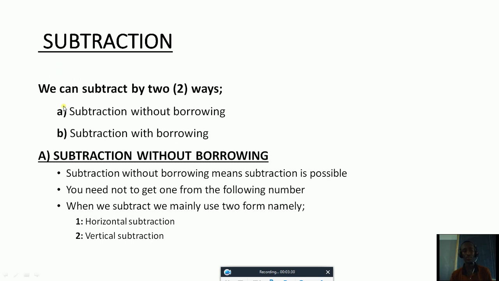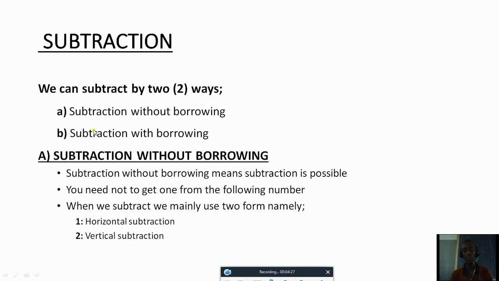Okay, when we do subtraction, we can do it in 2 ways. The first way is subtraction without borrowing, and the second is subtraction with borrowing. When we discussed addition of numbers, we also used 2 ways: addition without carrying and addition with carrying. Now this is the opposite. In addition we carry, here in subtraction we borrow. So we can do a subtraction without borrowing, and we can do a subtraction with borrowing.